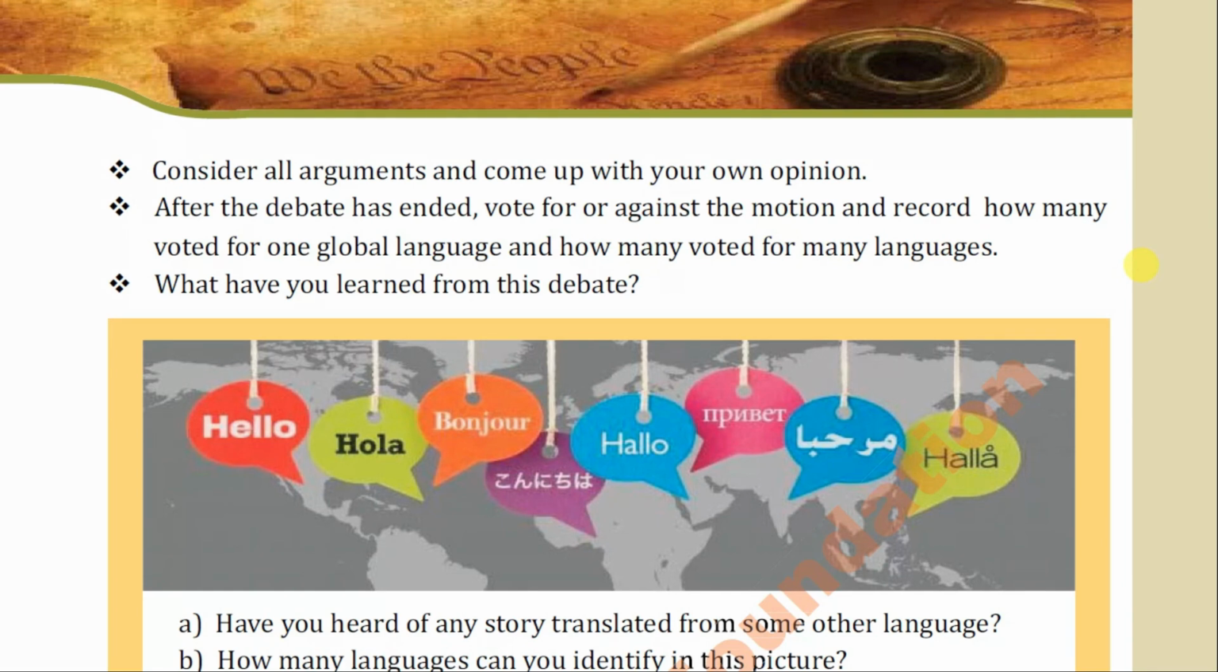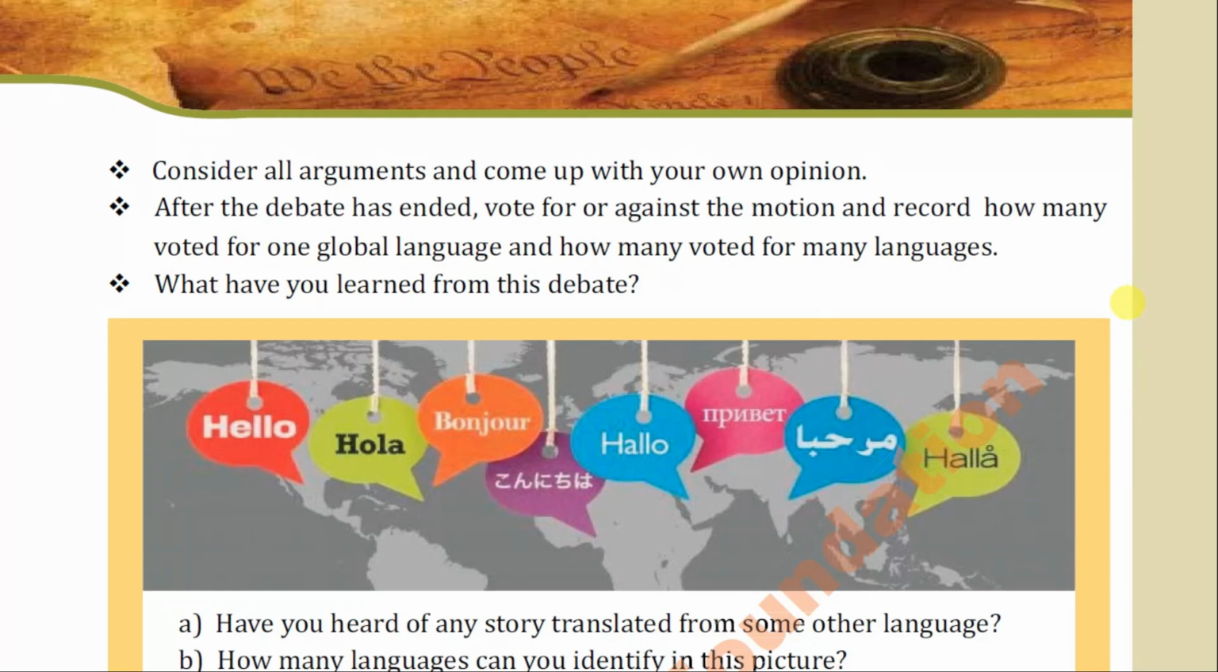Now come to the next page. We can consider all arguments and come up with our own opinion. You may have your own opinion, I may have my own opinion. There is nothing wrong about it.